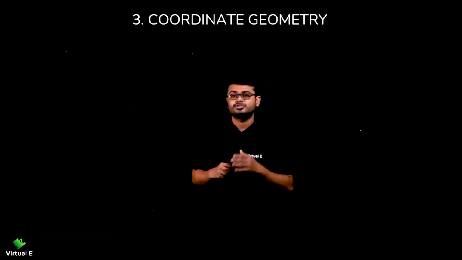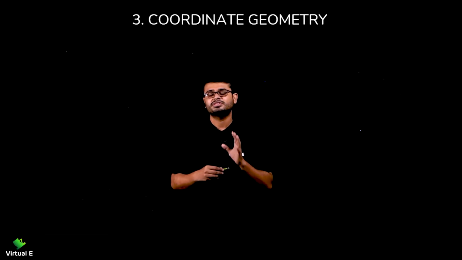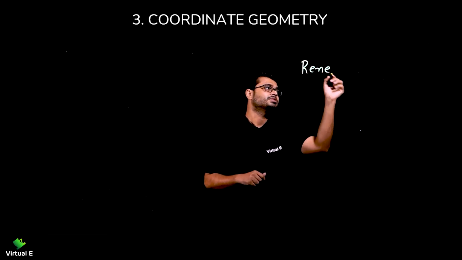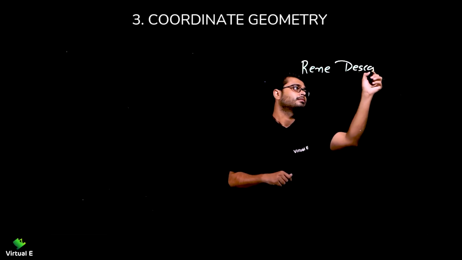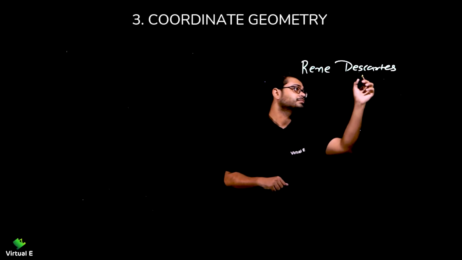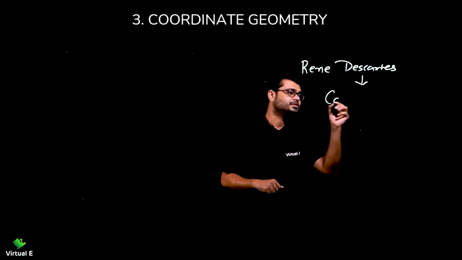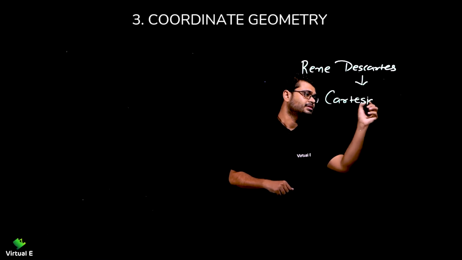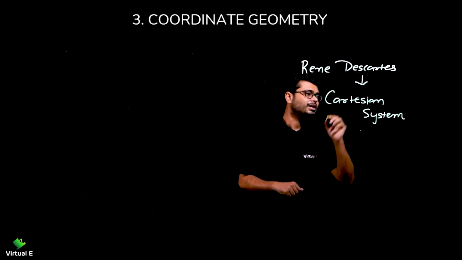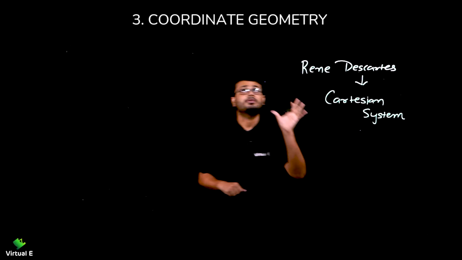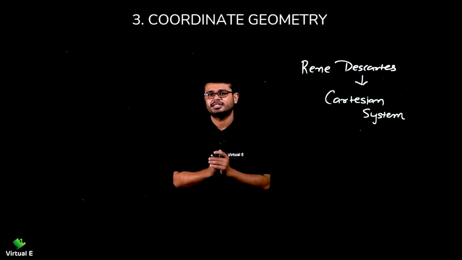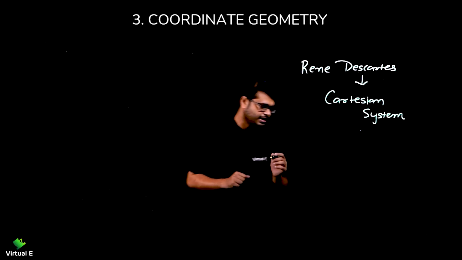So first of all, coordinate geometry. This concept was first given by the French mathematician René Descartes. After his name, we have derived the system, that is the Cartesian system. Whatever we are going to learn about is about the Cartesian system, and the complete system is called coordinate geometry. Okay, so let's talk about the basic concepts. You must have some idea related to that already.